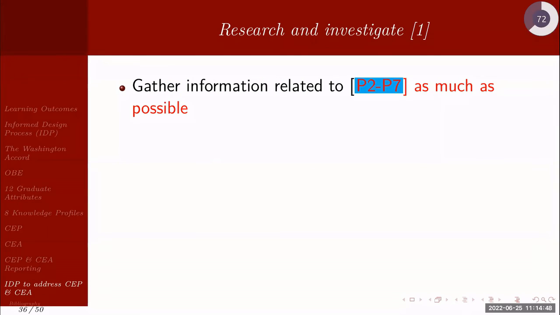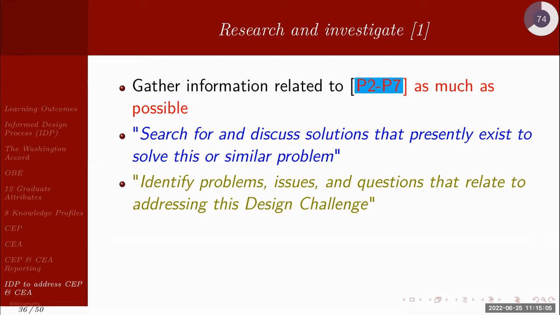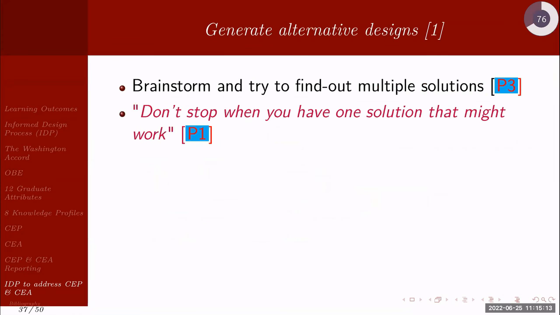Number 2, research and investigate. It's related to gather information related to P2 to P7 as much as possible. Search for and discuss solutions that presently exist to solve these or similar problems. So identify problems, issues, and questions that relate to addressing the design challenge. These are related to steps 1 and 3.